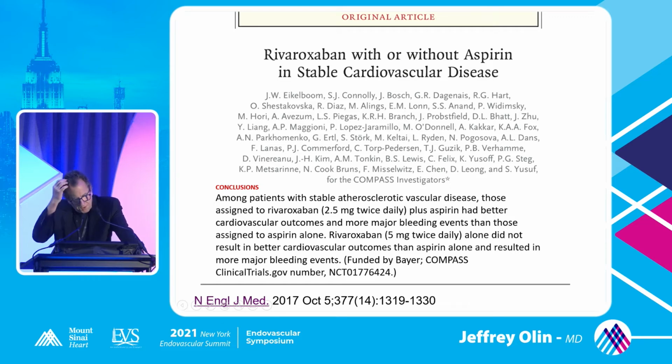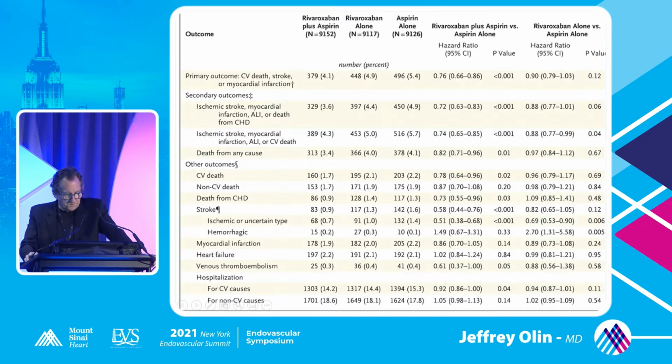So the first study that came out was the COMPASS trial, and in this study, patients were assigned to 2.5 milligrams of rivaroxaban, not Eliquis. People often mistake Eliquis because it's 2.5 milligrams, but 2.5 of rivaroxaban plus aspirin. They had a better cardiovascular outcome, slightly more bleeding than those assigned to aspirin alone. Rivaroxaban alone and aspirin alone did not have the same effect.